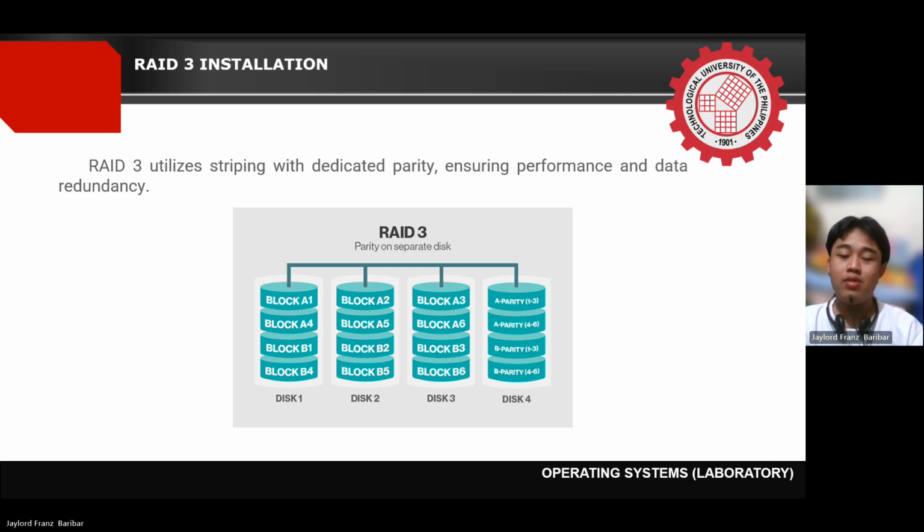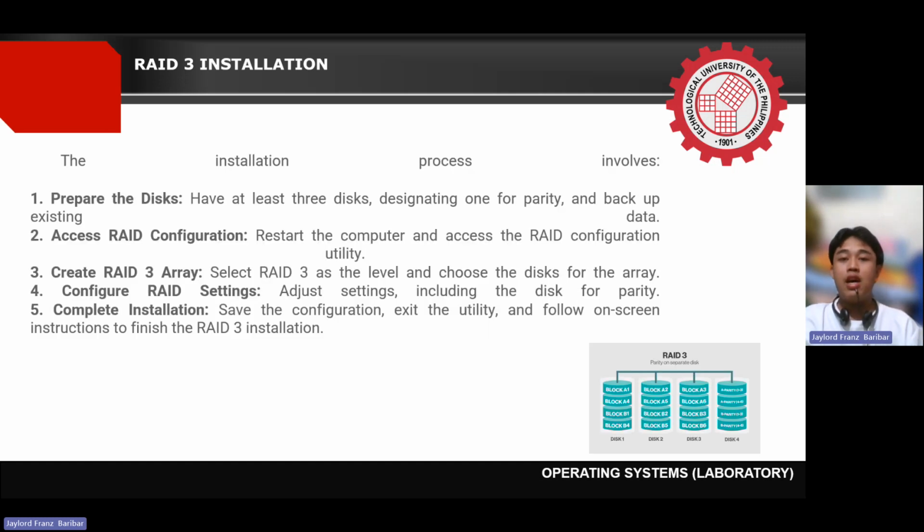Now, to proceed with the installation of RAID 3, here's a breakdown of how to install it. First, prepare your disks. You will need at least 3 disks for RAID 3. One of these disks will be dedicated to parity.